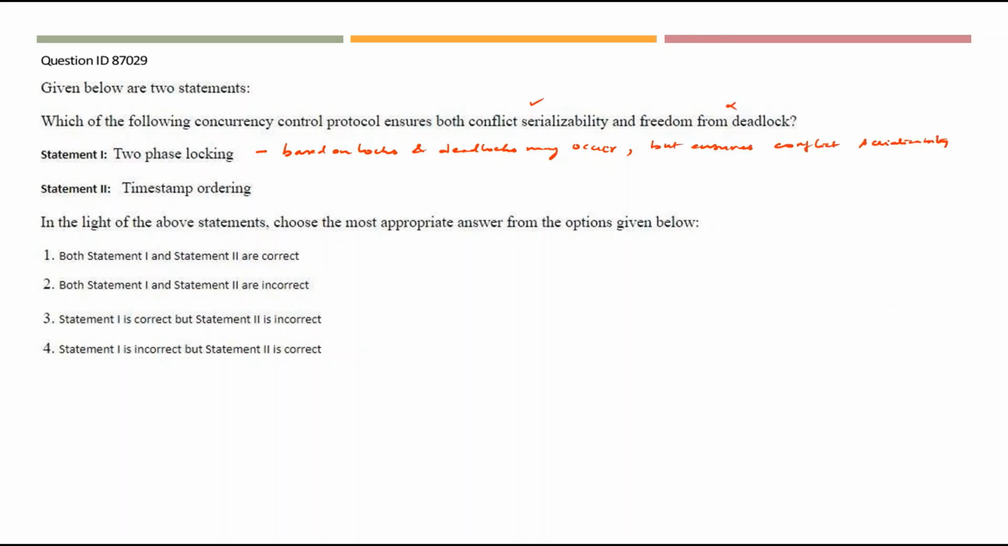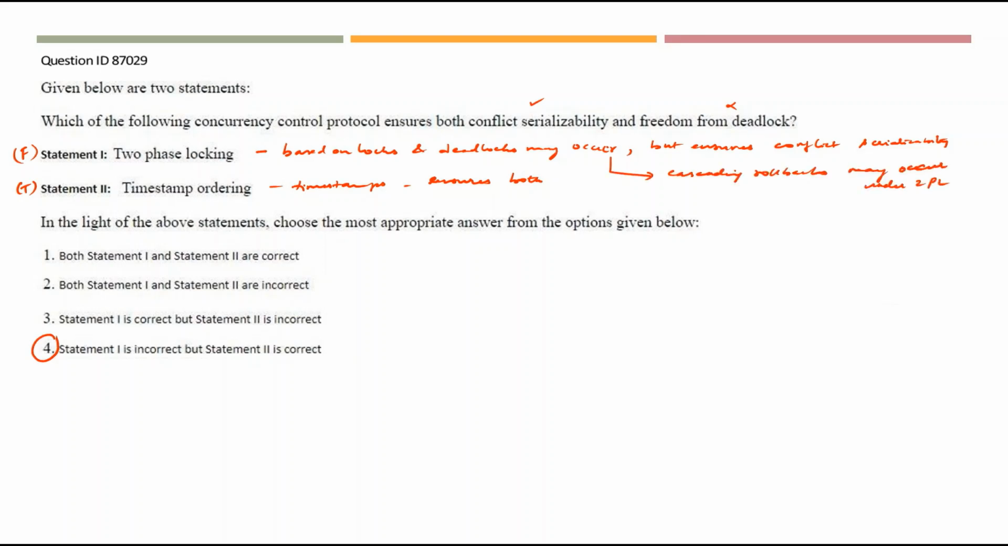In this case, two-phase locking will not be the protocol that ensures both the things. So statement 1 will be false. Next is timestamp ordering. This will be based on timestamps and this ensures both conflict serializability and freedom from deadlock. So statement 1 is incorrect but statement 2 is correct. Option number 4 will be the right answer. So they have given in two-phase locking that deadlocks may occur. So what will be the step that will be taken is cascading rollbacks.